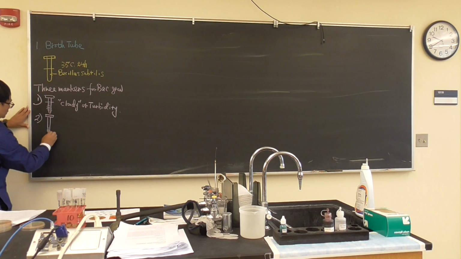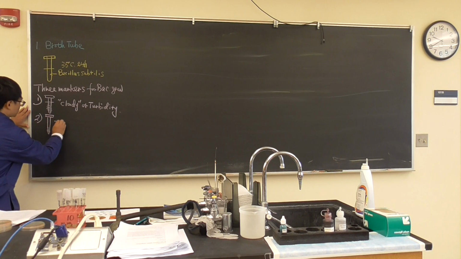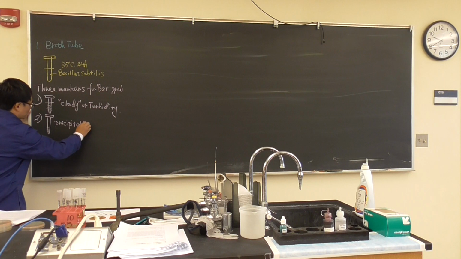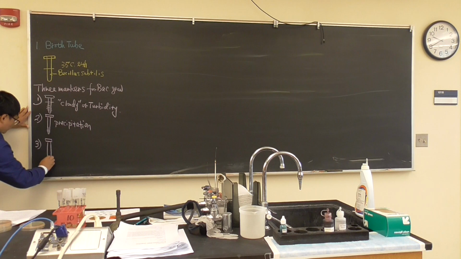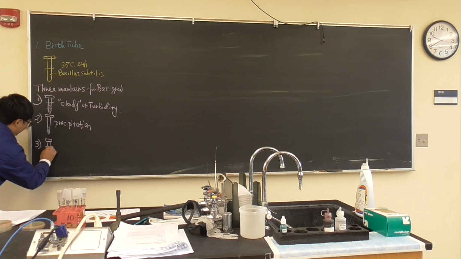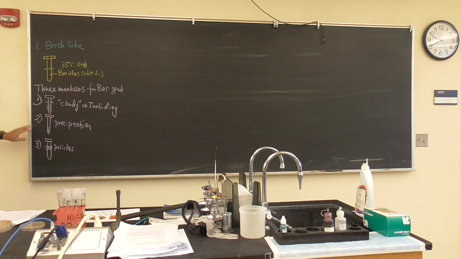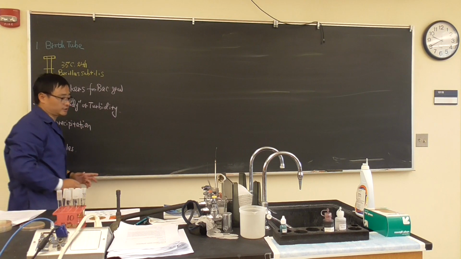Second, you see lots of things at the bottom. So the second marker is precipitation. If you see lots of bacteria at the bottom, we call it precipitation. That means bacteria is also growing. Third, the last one. Sometimes very strict aerobic bacteria will stay at the top. That's called the pellicle. They will stay on the top. So those are the 3 markers for bacteria to grow.